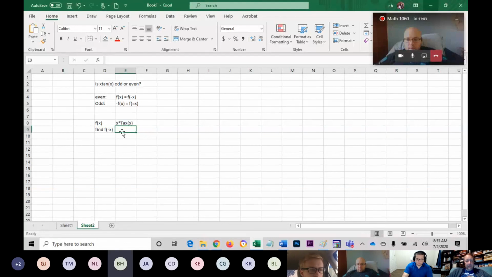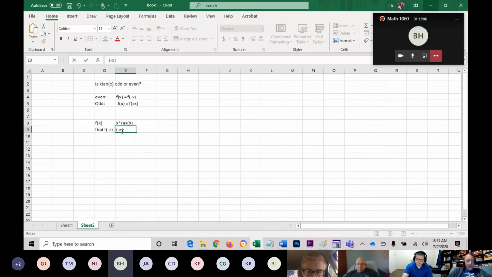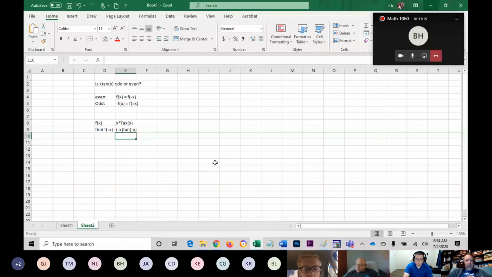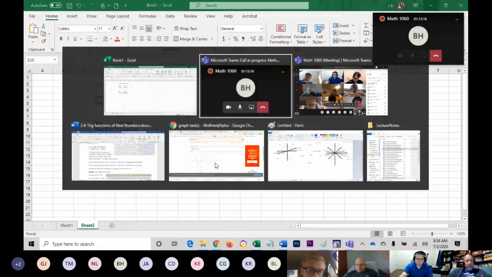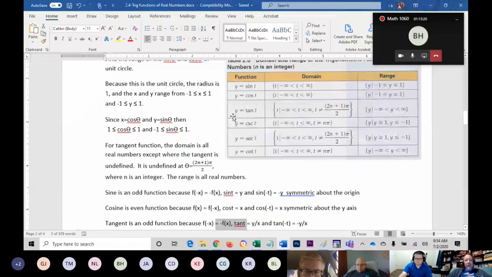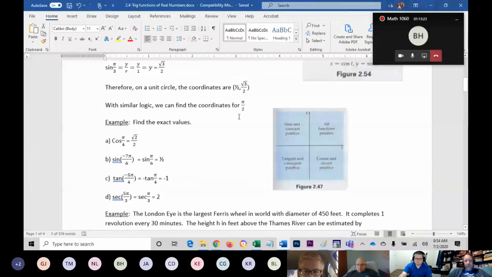Yeah, so it would be negative x times tangent of negative x. Perfect. Okay, so let's think about this for a minute. In fact, let's go back to this for a minute. So the tangent of negative x. If this is x, so the tangent of x is positive. The tangent of negative x could either be positive or negative depending on which quadrant I'm in, correct? Yeah.